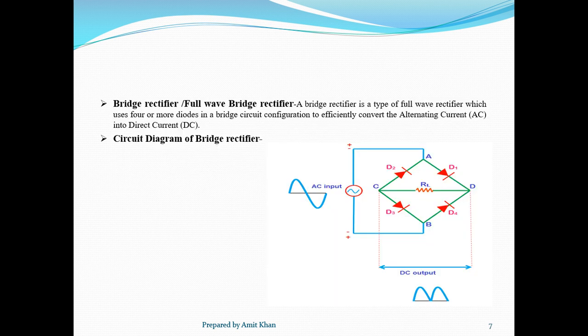Then comes the bridge rectifier. Here you can see the circuit diagram of the bridge rectifier. In a bridge rectifier, there are four diodes: D1, D2, D3, and D4. The circuit diagram is given in the figure.